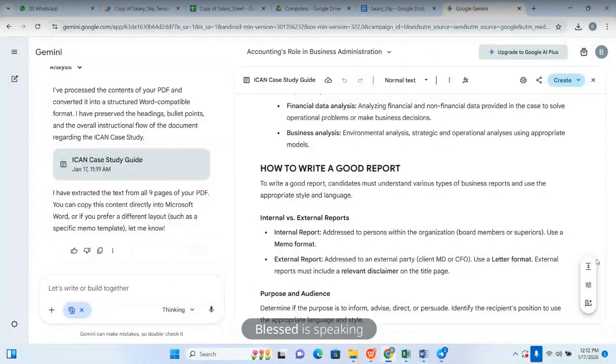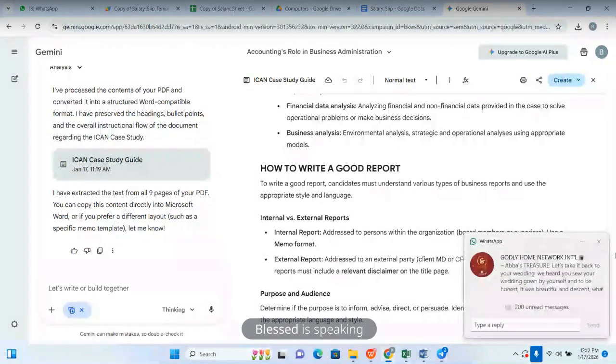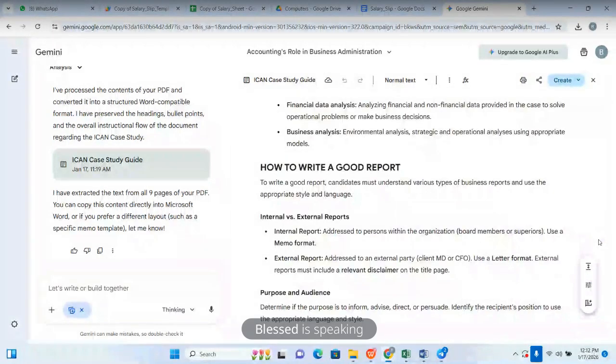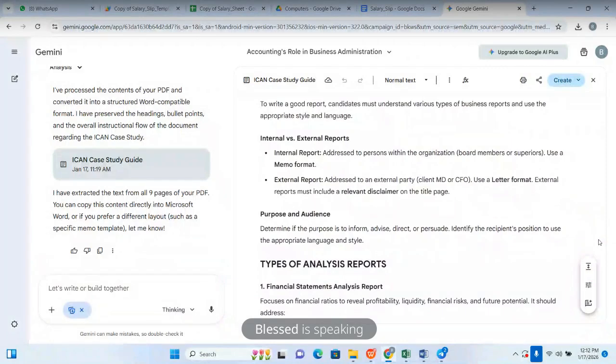But when it is your boss, when you are expected to report to your boss in the place of work, to your manager, director, or board member, you are writing an internal report. We are asked to use a letter format for the external report. An external report must include a relevant disclaimer on the title page. Now, when we are writing an external report, we must include a disclaimer on the title page.